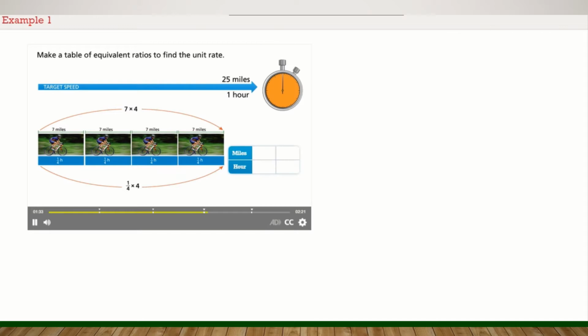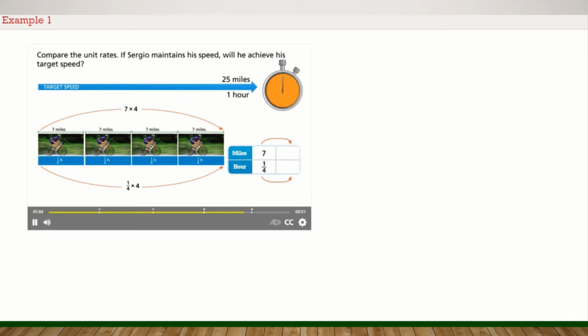Now, make a table of equivalent ratios to find the unit rate. Alright, so we have miles and we have hours. What should I put in those first 2 boxes? The top row is the distance traveled in miles, 7 miles. The bottom row is the time in hours, 1/4 of an hour. You can find the unit rate by multiplying each term by the same number.